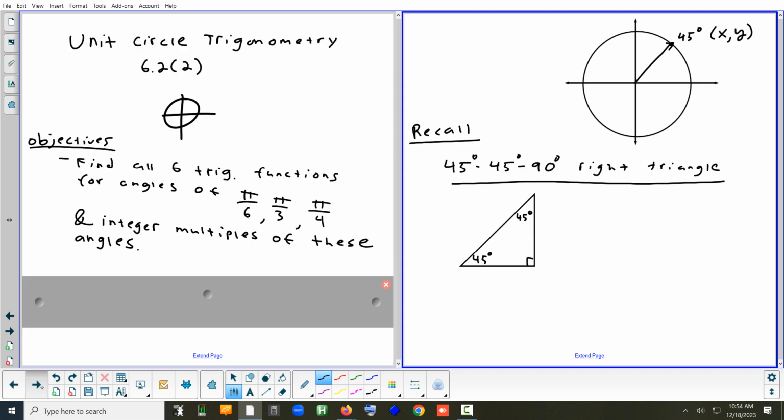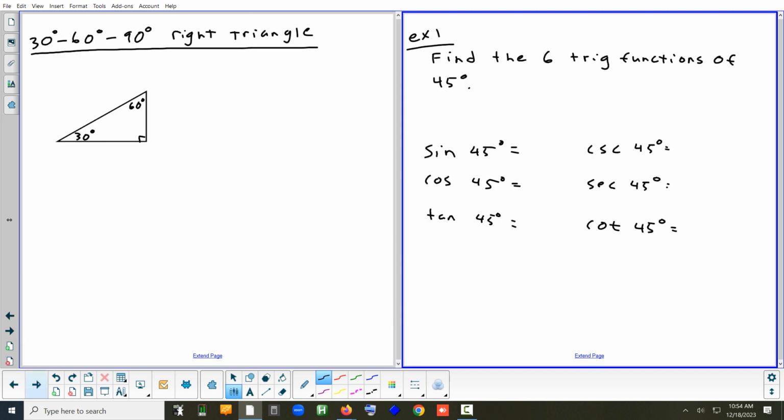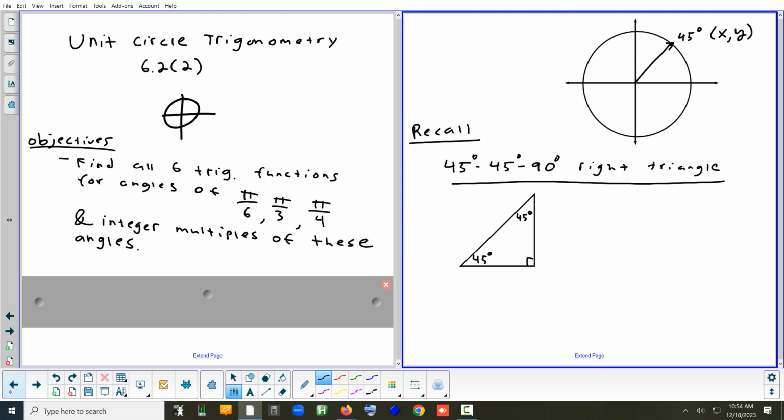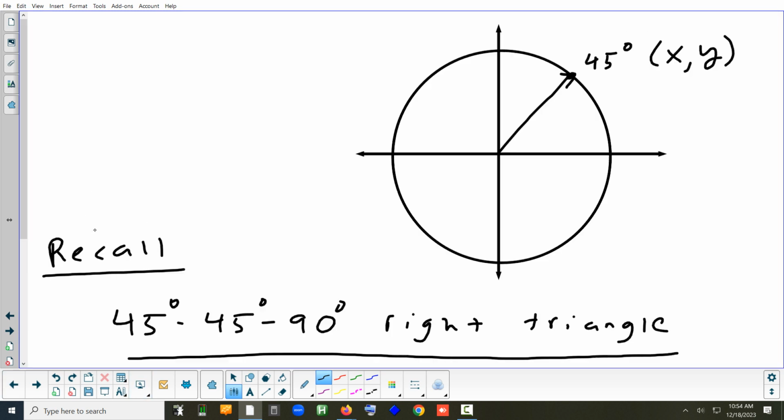All right, so we can't do anything. Let me just show you the kind of problem. That's what I'm going to ask you to do in a minute. Find the sine, the cosine, the tangent, all the stuff we've done with 45 degrees before. But we need the coordinate to be able to do that. All right, so what I'm going to do is, in the circle, I'm going to draw a 45 degree angle. So it's halfway between 0 and 90.